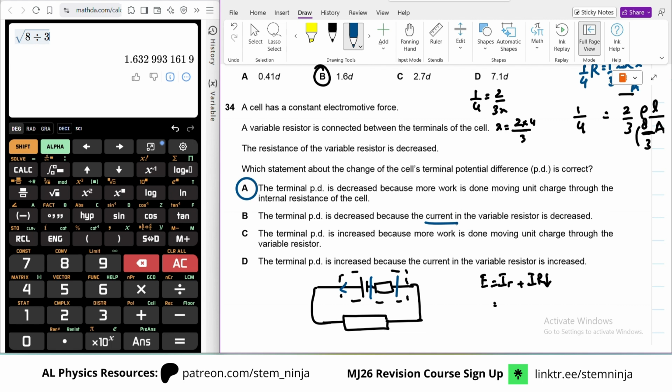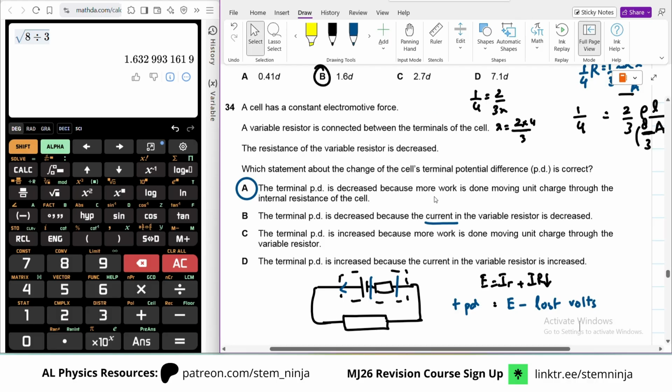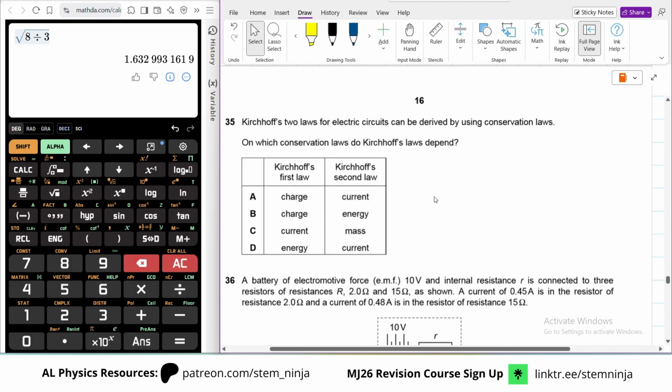This is not directly affecting the terminal potential difference. Terminal PD is actually E minus the lost volts. So it's the lost volts that are actually the cause of the reduction in terminal potential difference.